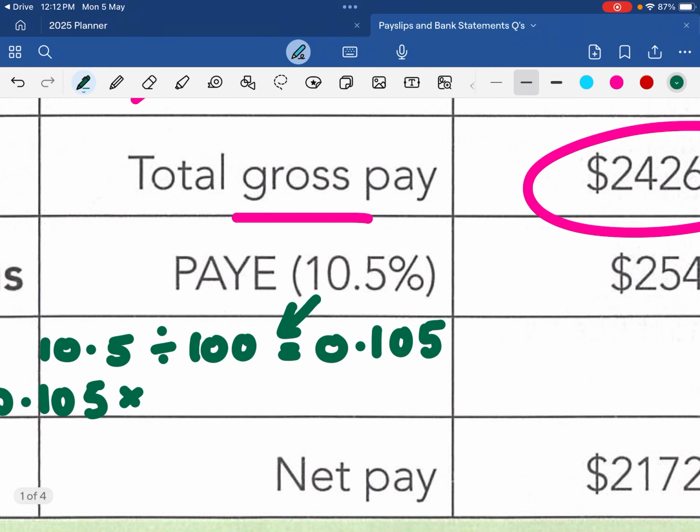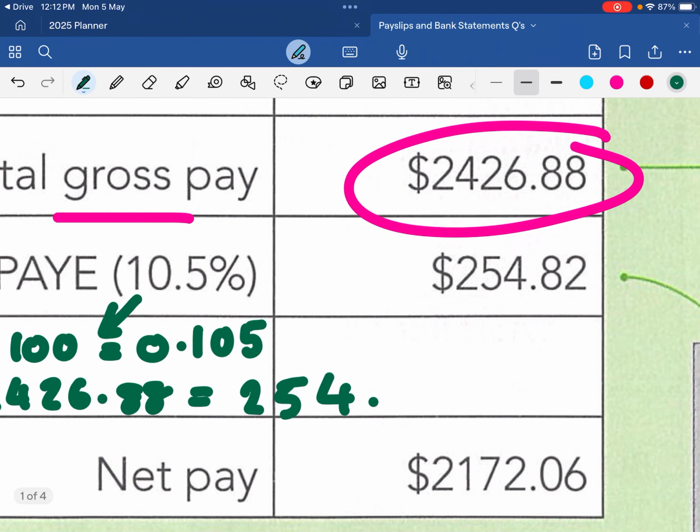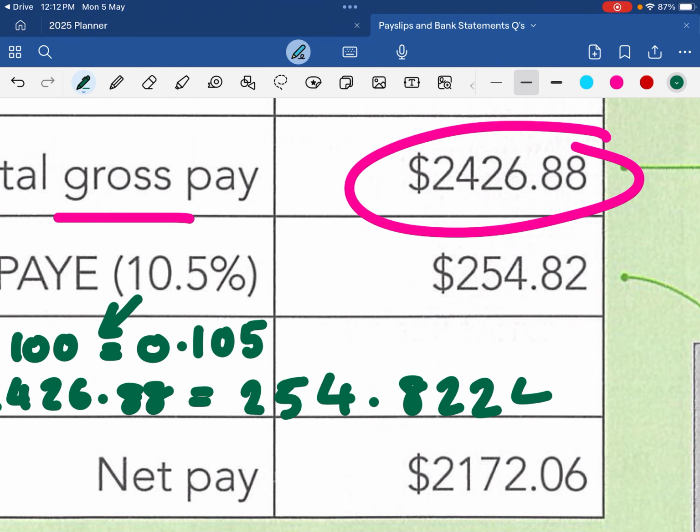So that was 2426.88. Now, if I type into my calculator 0.105 times 2426.88, I get 254.8224 that we're paying in tax. Remembering again that I can't pay the third and the fourth decimal place because there's only 100 cents in a dollar, and I'm just looking at the 2, which doesn't impact on the one before it because it's not between 5 and 9. So the amount of tax we're going to pay is this 254.82.